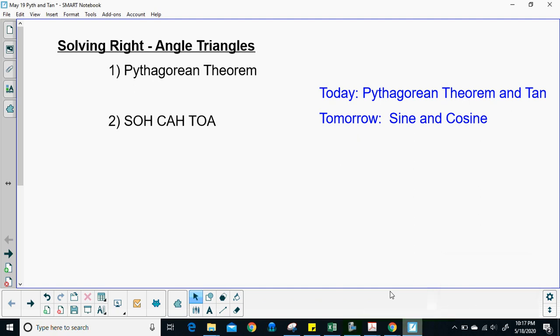Okay, so today we're going to start our next unit on solving right angle triangles. There are two different methods we can use to solve right angle triangles, depending on the information you're given. We're either going to use the Pythagorean theorem or SOHCAHTOA, otherwise known as sine, cosine, tan. Today we're going to focus on the Pythagorean theorem and tan, and tomorrow we'll worry about sine and cosine.